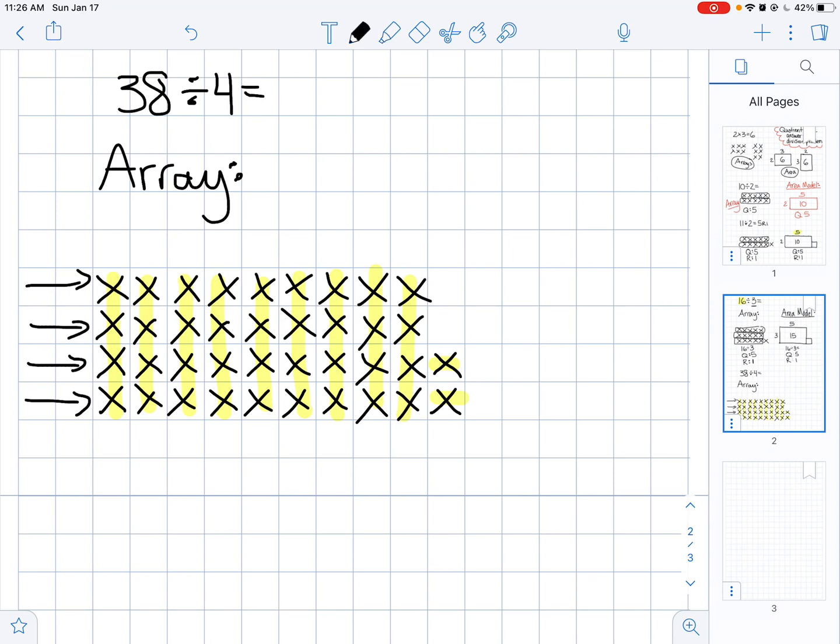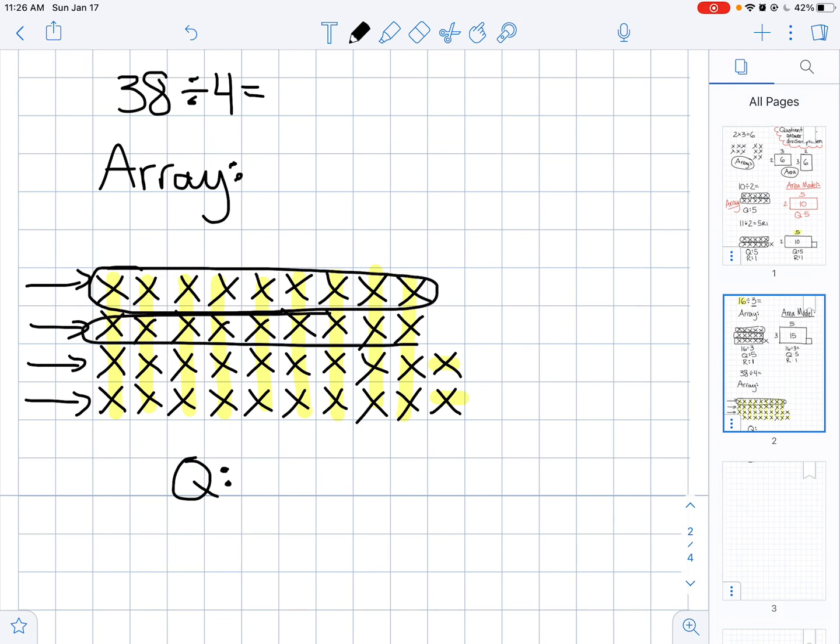Now I have to think about how many fit into each equal group. What is my actual quotient? Remember, they want to know if you have 38 of these, how many equal groups or how many in each equal group will you get? So I'm going to count these. How many in each equal group? Not my extras. 1, 2, 3, 4, 5, 6, 7, 8, 9. My quotient is going to be 9.